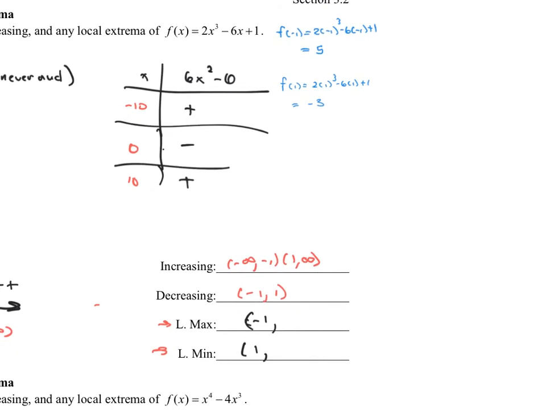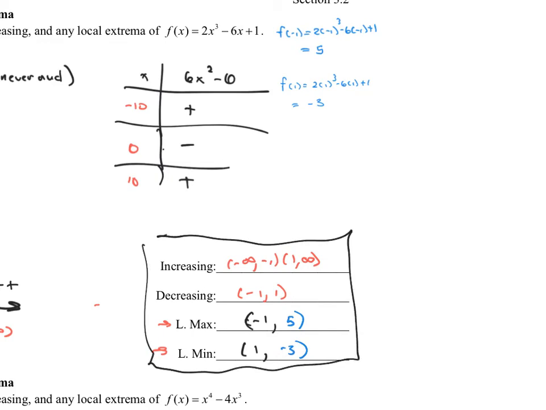The maximum occurs at the point -1, 5. The minimum occurs at the point 1, -3. So I have my intervals of increasing, my intervals of decreasing, my local maximum written as an ordered pair, my local minimum written as an ordered pair.